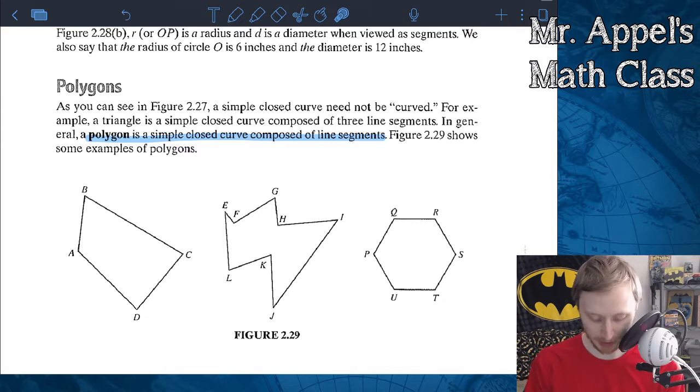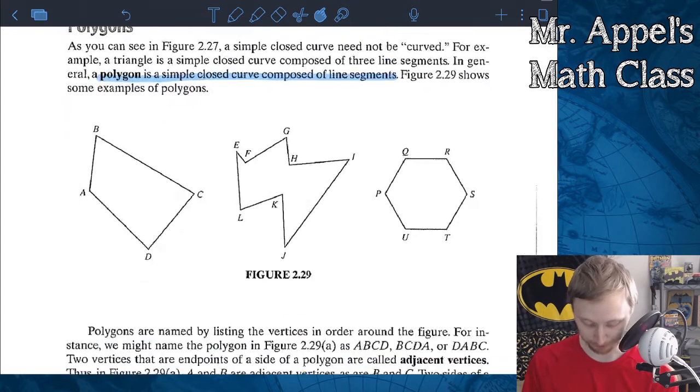Figure 229 shows some examples of polygons. So we've got a 4-sider here. We've got this crazy, funky, lightning-bolt-shaped thing. Hedgehog? I don't know. And this really nice, lovely little pentagon shape there.